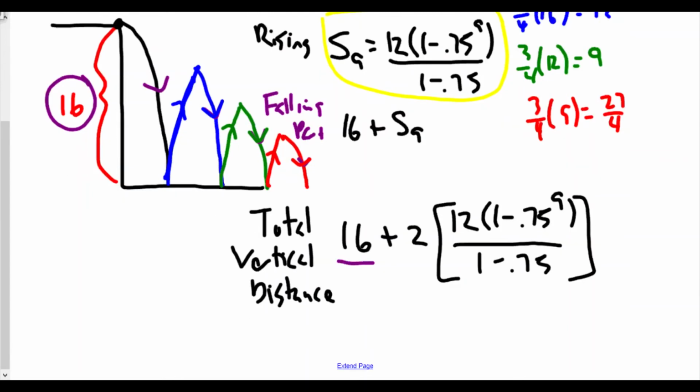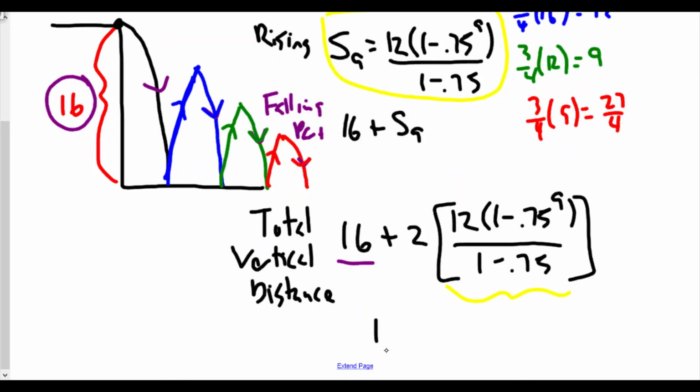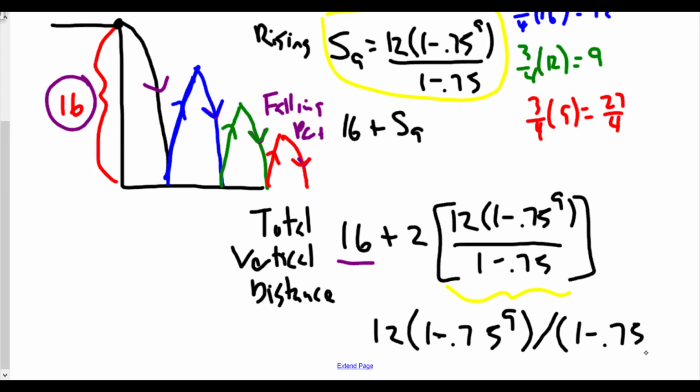So if we were to type it in the calculator, we can do the following. We type in 16 plus 2. You know what? Here's what I would do. I'm going to do some pieces. That's where I get a little careful. I want to find this first, like I normally do. So what I want to do is take the 12 times (1 minus 0.75 to the ninth power), divided by (1 minus 0.75). Once I type this in, I will then multiply it by 2. And then the next step after that will be to add the 16.